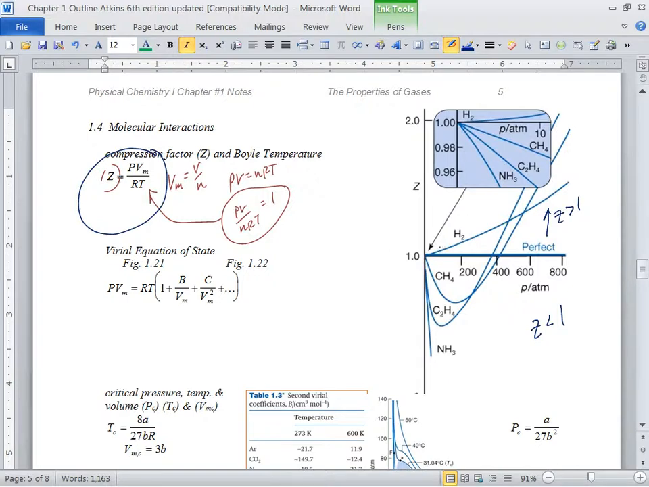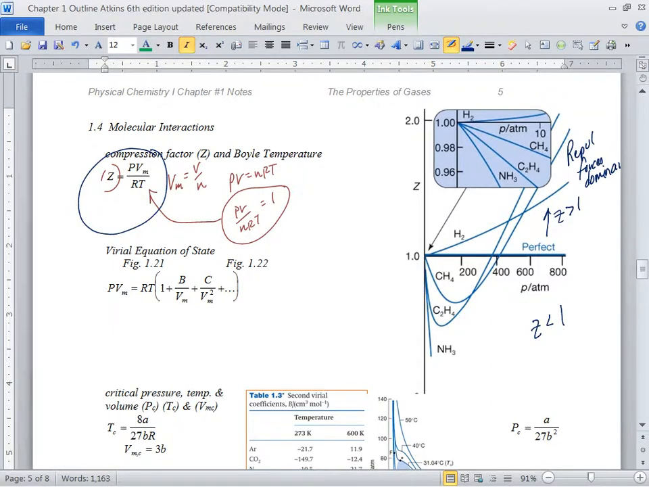Look at hydrogen. Hydrogen never goes below Z equal 1. It's always bigger. So hydrogen, at all pressures, always exhibits what type of molecular interaction? It always exhibits repulsion. It kind of makes sense because what's a hydrogen atom? Just a bare proton, right? So there's not much there to work with. So yeah, it's always going to be repulsion, or dominant.